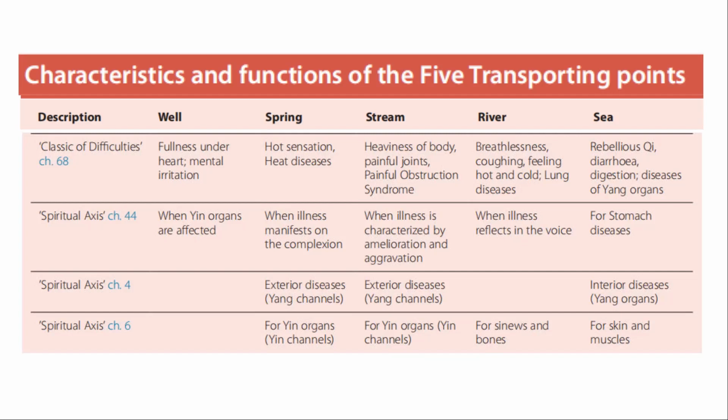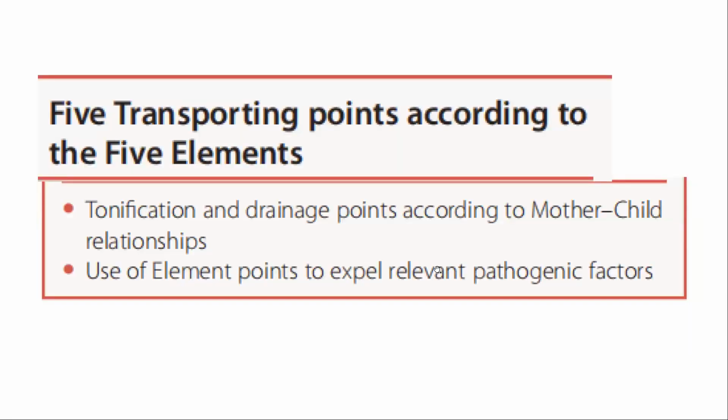In Spiritual Axis, chapter 4, we use spring for the exterior diseases, yang channel, the stream for exterior diseases, yang channel, and we use sea points for interior diseases, yang organs. Spiritual Axis, chapter 6, we use spring points for yin organs, yin channels. We use stream points for yin organs, yin channels, and river points for sinews and bones, and the sea points for skin and muscles.